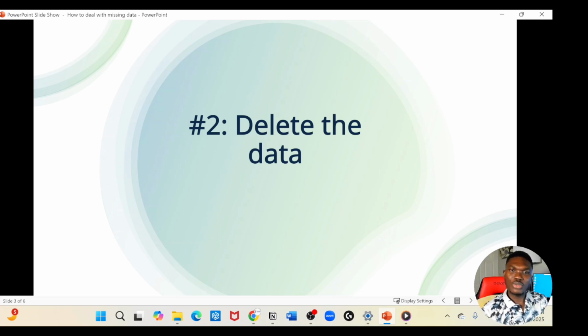For example, you have 100,000 records and probably about 10 are missing. Delete the records and see what the analysis looks like with and without the missing data. Are you seeing a huge difference in the frequency? Are you seeing a huge difference in the estimates? Those are some of the tests that you would do as a data expert.